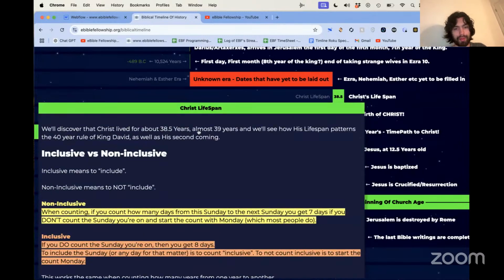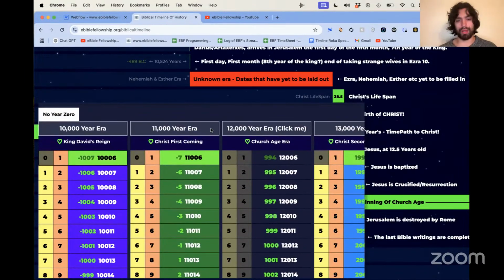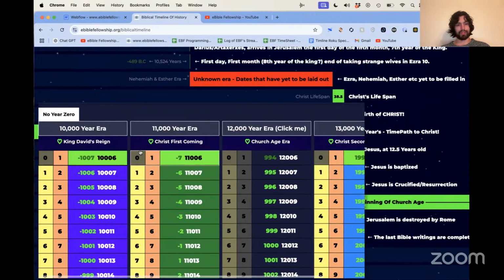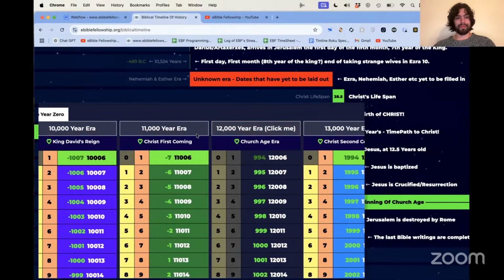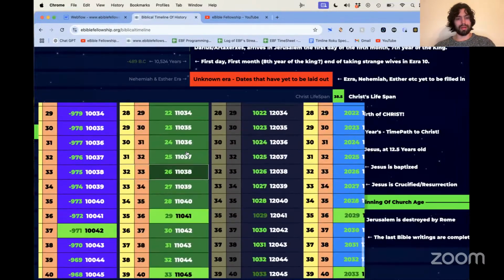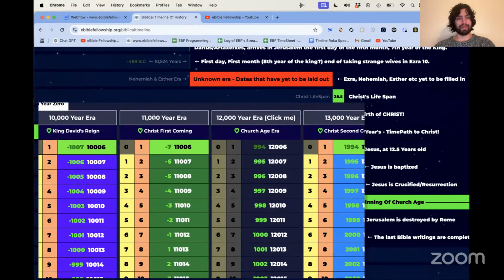So let's take a look here. If you remember, if you click on Christ's lifespan right here and scroll down, you're going to see that we compared all three of these. Well, actually, there's four here. We have the 10,000th year era of Earth's history. So this would be right around the time where David begins to reign. The Earth is 10,000 years old. When I say era, I just mean we're in that millennium, right? Maybe that would have been a better word. The 11,000 year era would be the millennium of Christ. That's when he came, his first coming. The 12,000th era would be the second part of the church age.